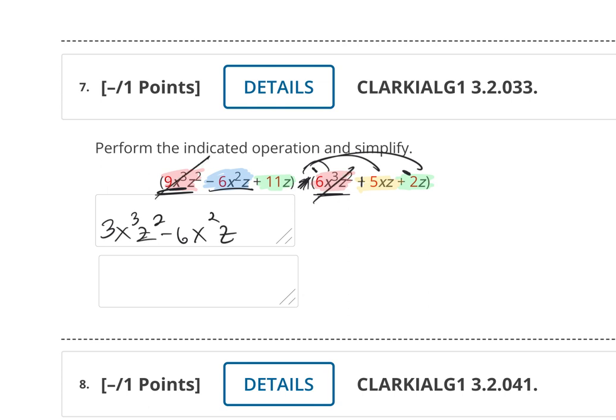So far I've taken care of this, this, and this. 11z combined with negative 2 is 9. And then I have what was left, which was the 5xz.